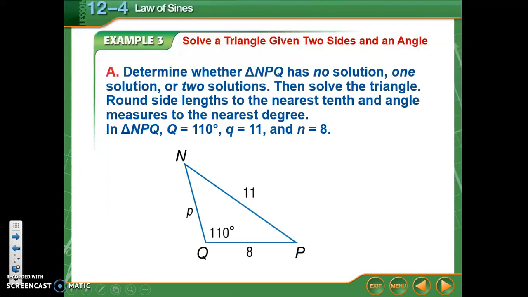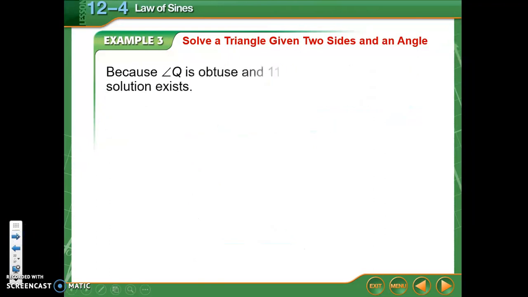So let's look at a few of these examples. Here in part A, we're going to figure out whether or not this triangle has no solution, one solution, or two solutions, and then we're going to solve it. So let's take a look. You have the triangle there on your notes so that you can keep looking at it, and you should always be referencing back to your chart as well.